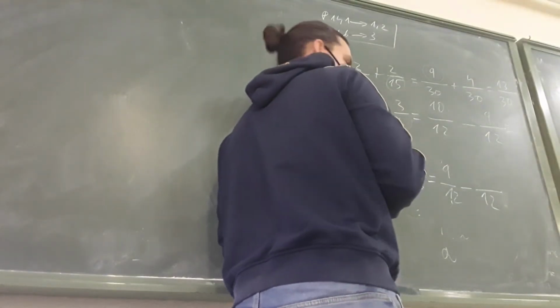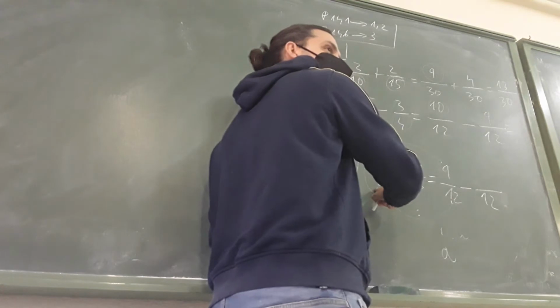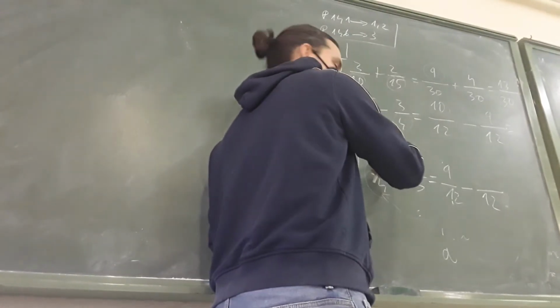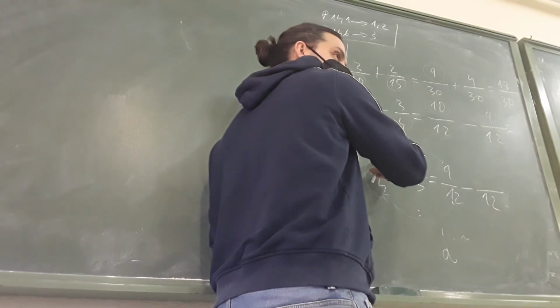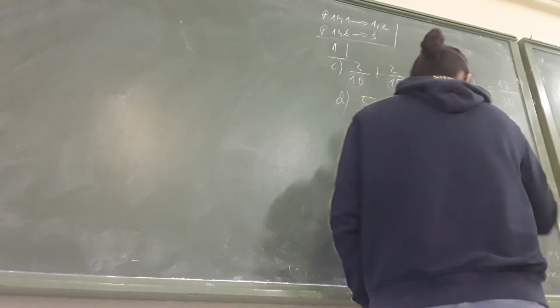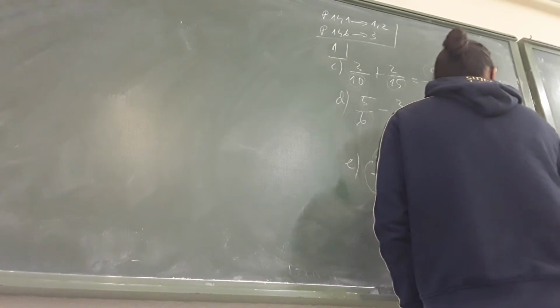Profesor, yo he puesto 10 ahí. Multiplicar. 12 entre 4, 3, ¿no? 3 por 3, 9. Ahora sí. Ok, Mohamed, number here, 4. Is it right? Yes.